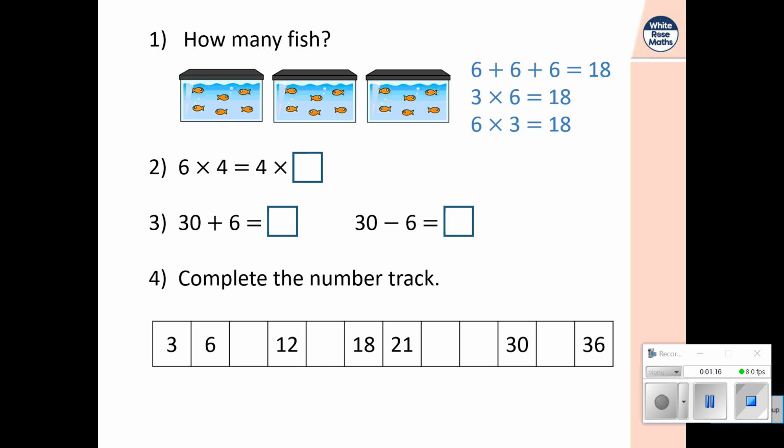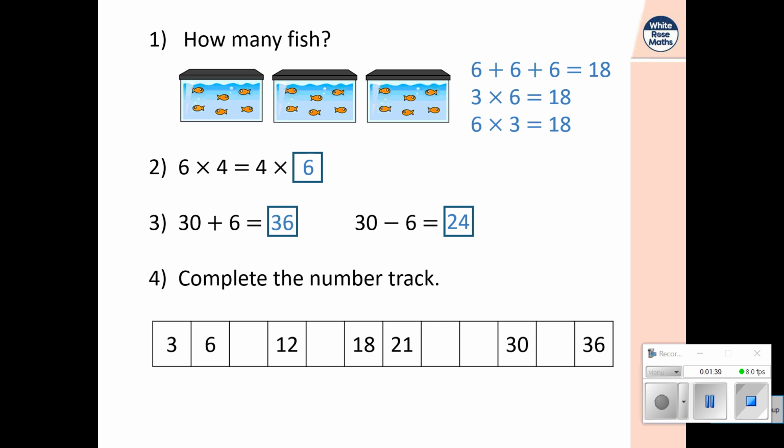Once again, number 2 focuses on the laws of commutativity. So 6 times 4 is the same as 4 times 6. And then finally, 30 add 6 is 36, and 30 take away 6 is 24. And that's something you will use when you're trying to work out your times tables. We'll come on to that later.